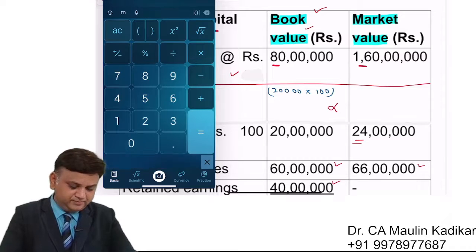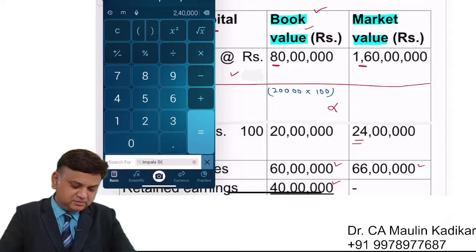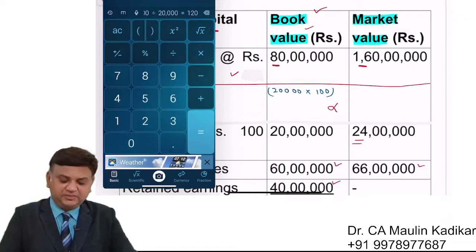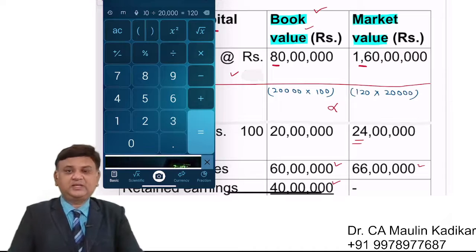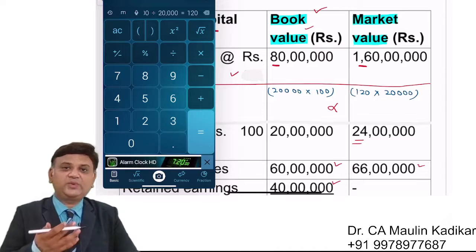I'm sorry, 24 lakhs divided by 20,000. So the market price of the preference share is 120. It means that the question is providing the information that the current market price of the preference share is 120 rupees.